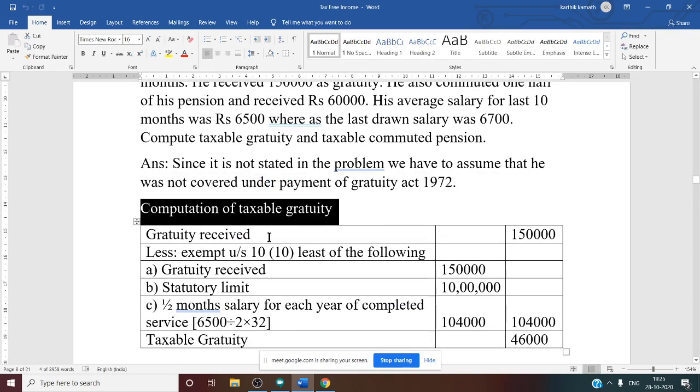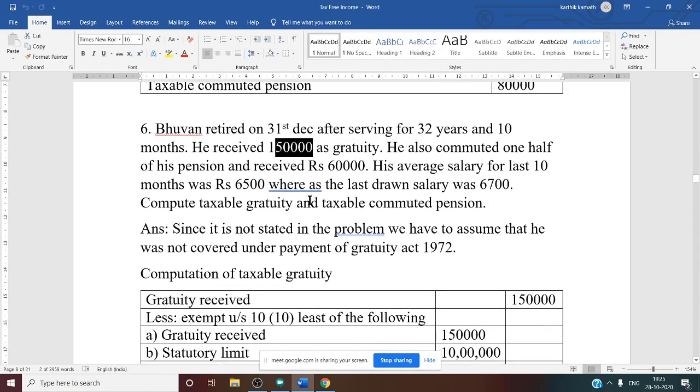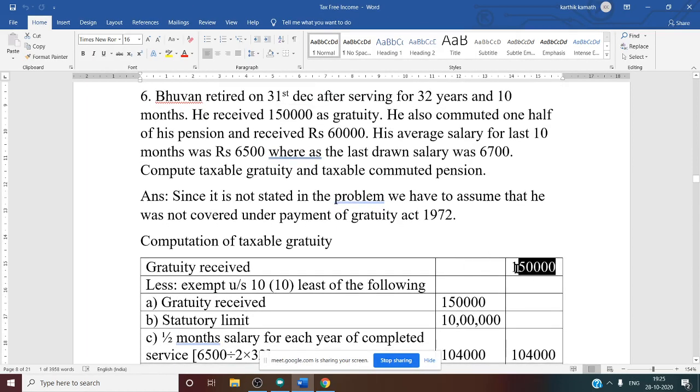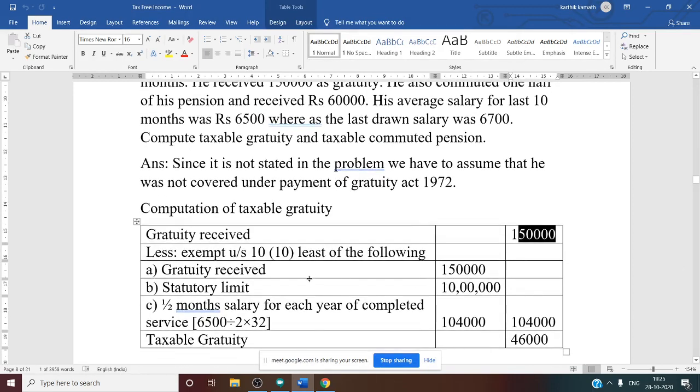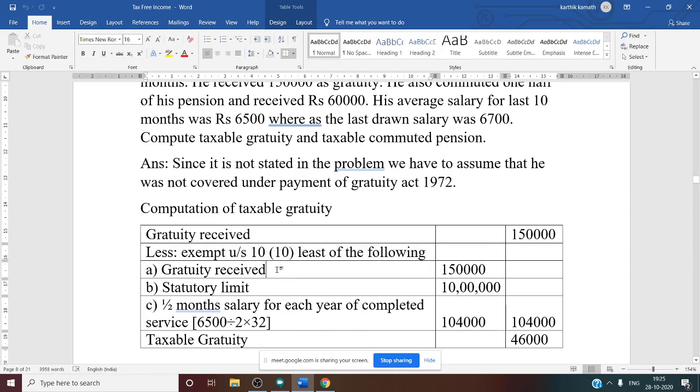Computation of taxable gratuity. The format we need is particulars and two amount columns. Gratuity received, given in the problem, is 1,50,000. So the same thing you write in the outer column, 1,50,000. Less: exempt under section 10(10). For gratuity the section is 10(10). Least of the following, among the three conditions, whatever is least is exempt. First is the actual gratuity received, that is 1,50,000. Statutory limit: since he is not covered, the statutory limit is 10 lakh. If he is covered, the statutory limit is 20 lakh. In this case, not covered, that is why 10 lakh.